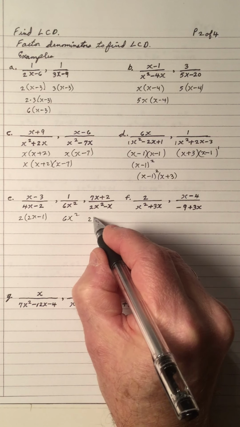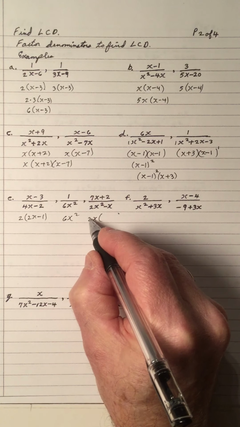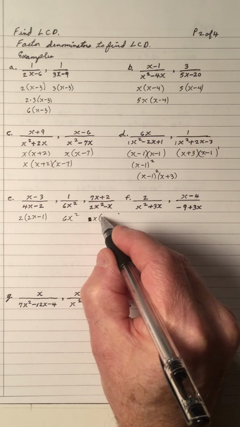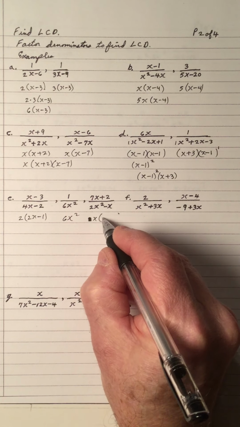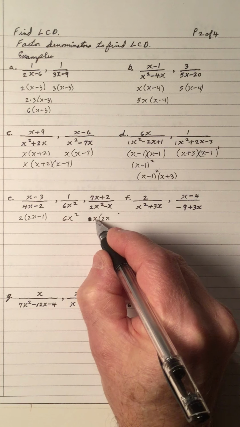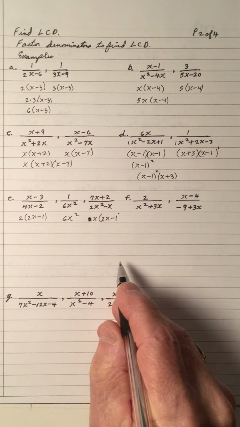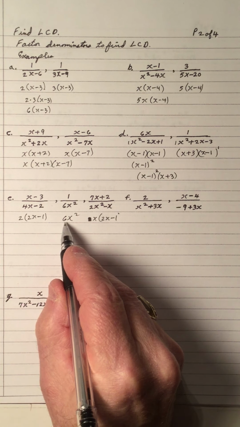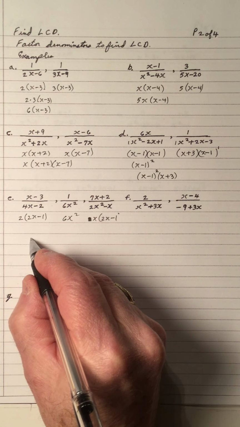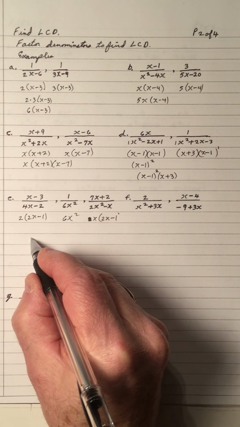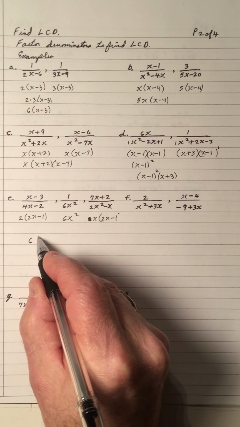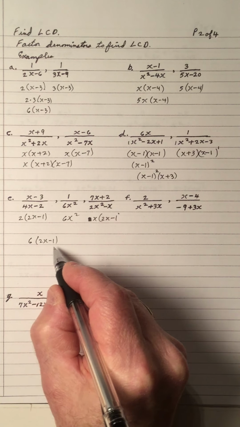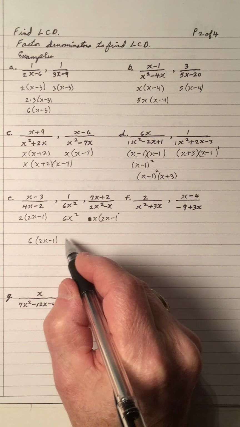So 2x is the GCF. Oh, just x, not 2. No 2 over here. So I'm going to take the x out only. So 2x squared divided by x is 2x. Negative x divided by x is negative 1. So let's look at the numbers. I have a 2 and a 6. So the LCD, sorry, is 6. I have to have a 2x minus 1. And I have to have an x.